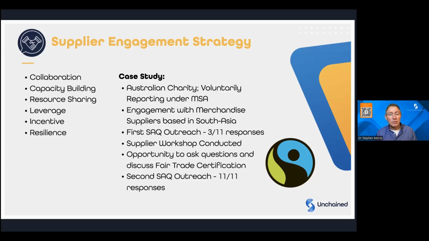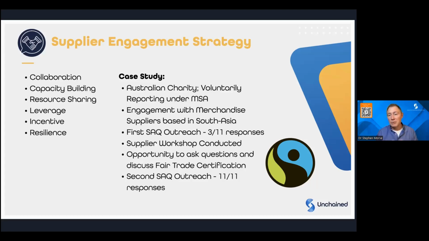A key component and good practice for a more effective SAQ process is to embed some capacity building within that process, and for example, start the process with a workshop. We've done this, and I've got an example here with one of our clients. It was an Australian-based charity, voluntarily opting in to report under the Modern Slavery Act, sitting around the $25 to $40 million mark. They engage with a number of merchandise suppliers based in South Asia, so Nepal, India, Bangladesh, and Sri Lanka, areas of high risk.